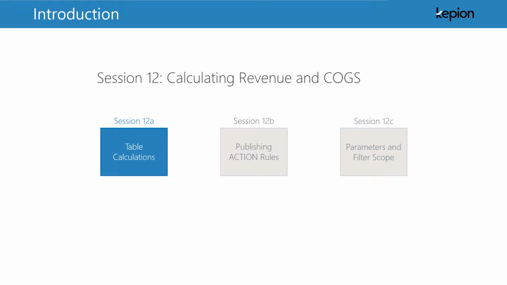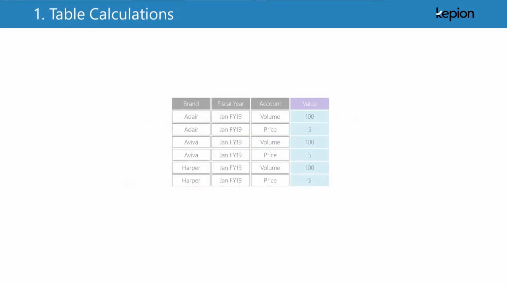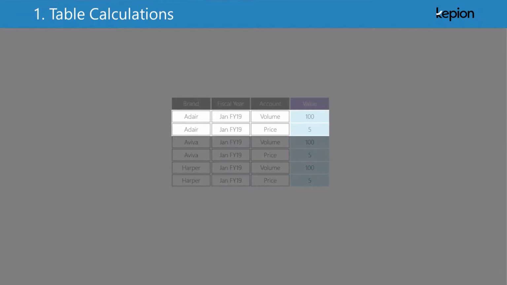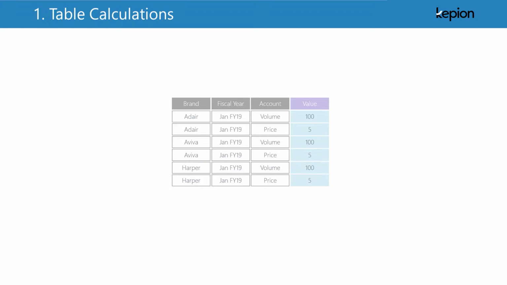In this section, we'll focus on the process of creating calculations on tables of data. Let's first review some common patterns we need to understand when defining these types of calculations. As an example, let's take a look at this simple table. We have three brands, each divided into volume and price. We'd like to calculate revenue from these accounts by multiplying volume times price.